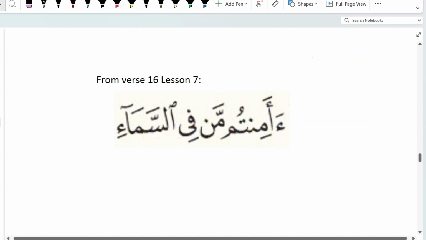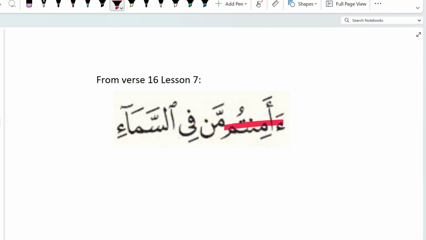In the previous lesson, lesson 7 from verse 16, we talked about the first word in the ayah, amintum. Do you remember it? Amintum. And we talked about this hamza right here. This is called the hamza. This is how it looks. Hamza. And this is also the hamza. Now in this ayah, it's used as a questioning tool. It means do or did you.